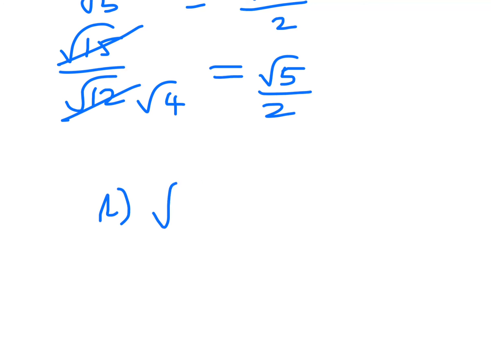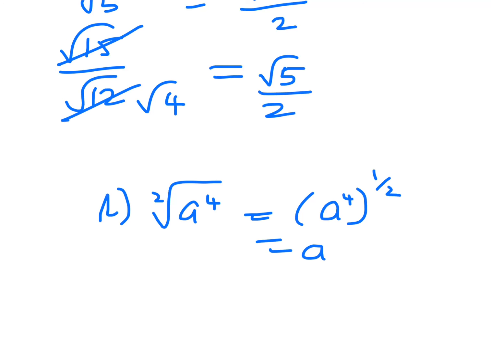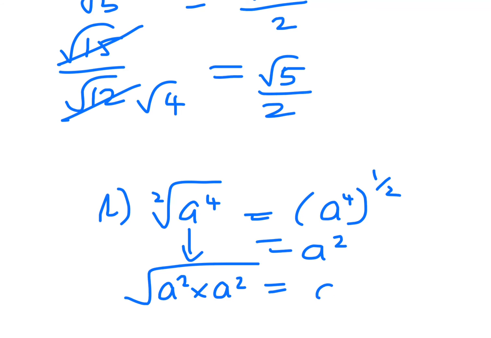Okay, so looking at L, it is the square root of a to the 4. So you can think of that as index form too. The square root is a power of a half. Halve the indice, you get a squared. Or you could write that as a squared times a squared, square rooted. What times itself will give you a to the 4? The answer would be a squared.